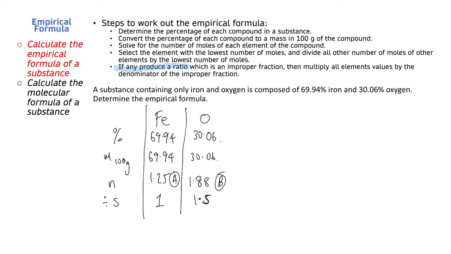So if any produce a ratio which is an improper fraction, then multiply all elements' values by the denominator of that improper fraction. So 1.5 isn't actually technically an improper fraction, but it would translate to 3 over 2. Okay, so 1.5 is the same thing as saying 3 over 2. And what we're going to do is take that denominator and multiply everything by that denominator. So it's 2 irons and 3 oxygens. All right, and that's the simplest whole number ratio.